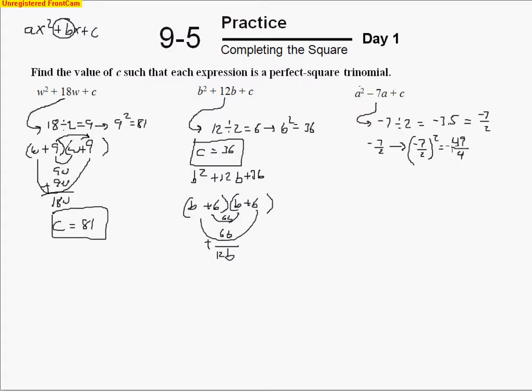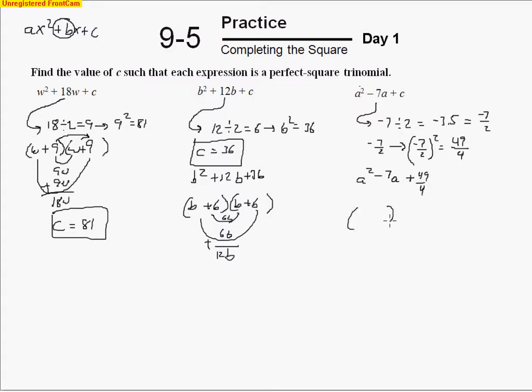So you see, it's easier because people can do 7 times 7 in their head and 2 times 2 in their head. 3.5 times 3.5 is going to be a little bit trickier here. We'll have to do a little extra work. That's why we use that improper fraction form in algebra so often. So we're saying that the form is this way: a squared minus 7a plus 49/4. Let's see if it works.